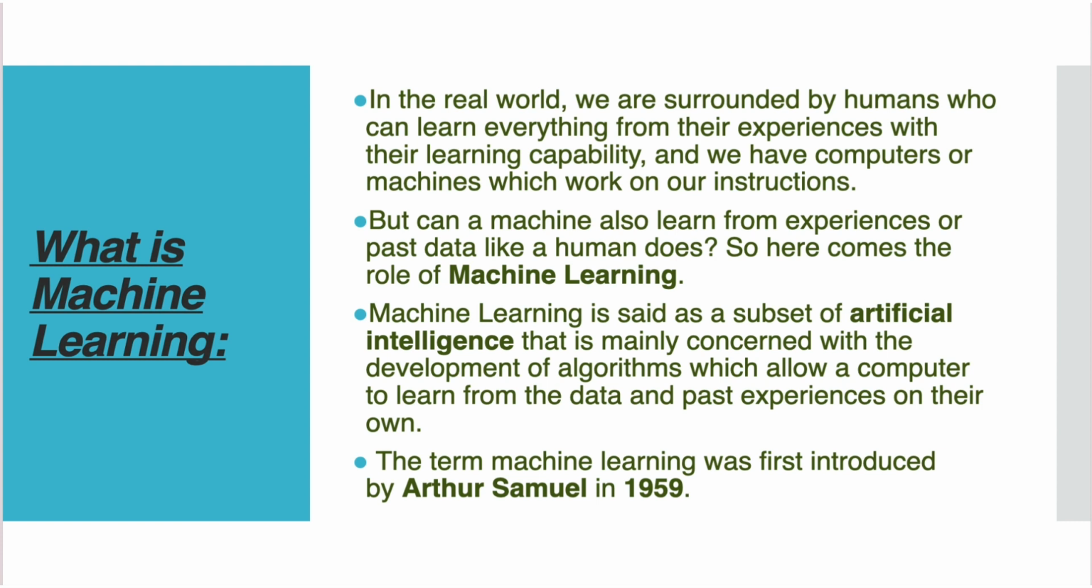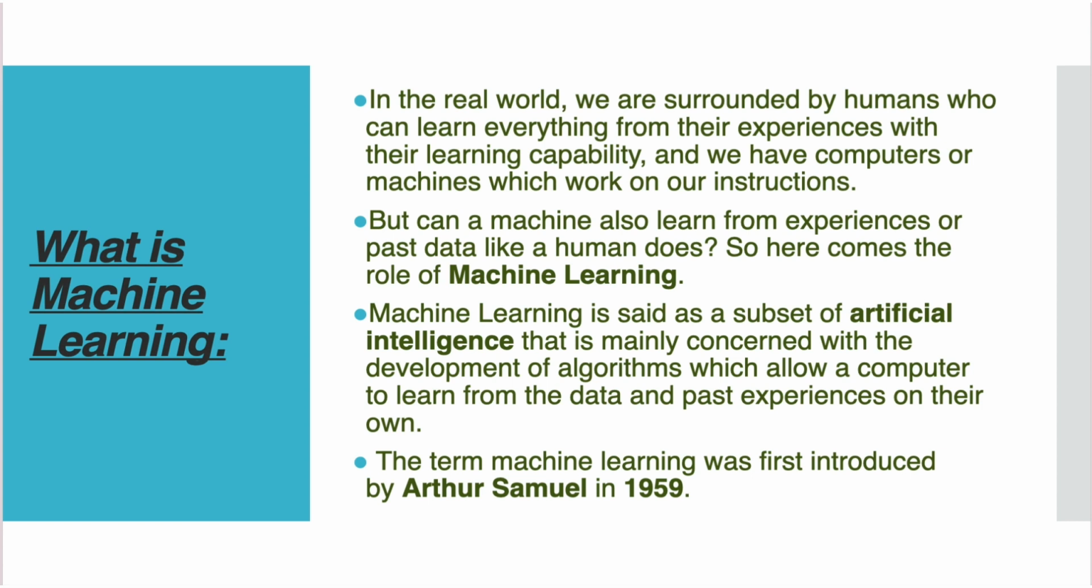In the real world, we are surrounded by humans who can learn everything from their experiences with their learning capability, and we have computers or machines which work on our instructions. But can a machine also learn from experiences or past data like a human does? So here comes the role of machine learning. Machine learning is said to be a subset of artificial intelligence that is mainly concerned with the development of algorithms which allow a computer to learn from data and past experiences on their own.